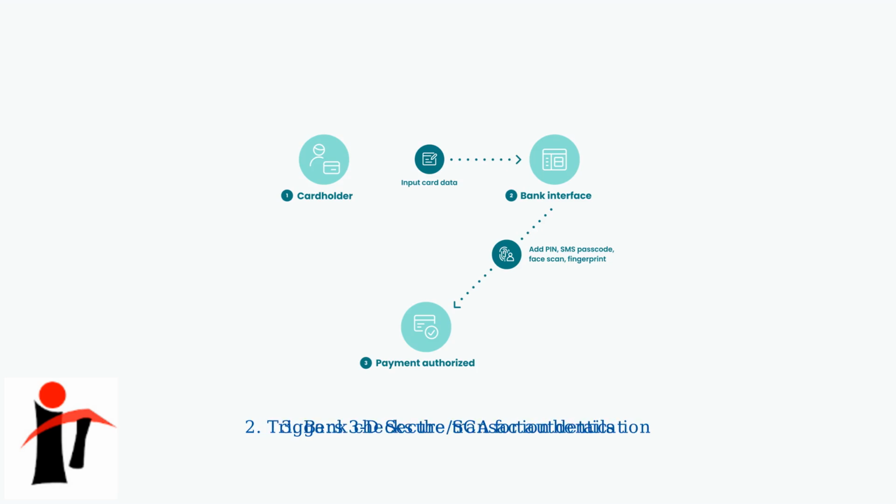Then, the bank performs a check on the transaction. This includes verifying your account balance, transaction history, and checking for any fraud flags. Finally, if everything checks out, the authorization is approved and your payment goes through. If there's an issue at any step, you'll see the authorization not working error.